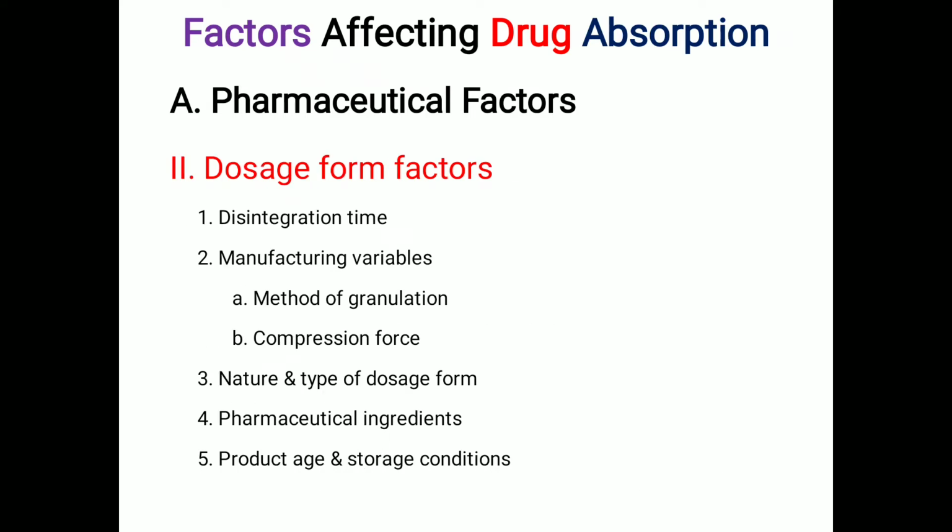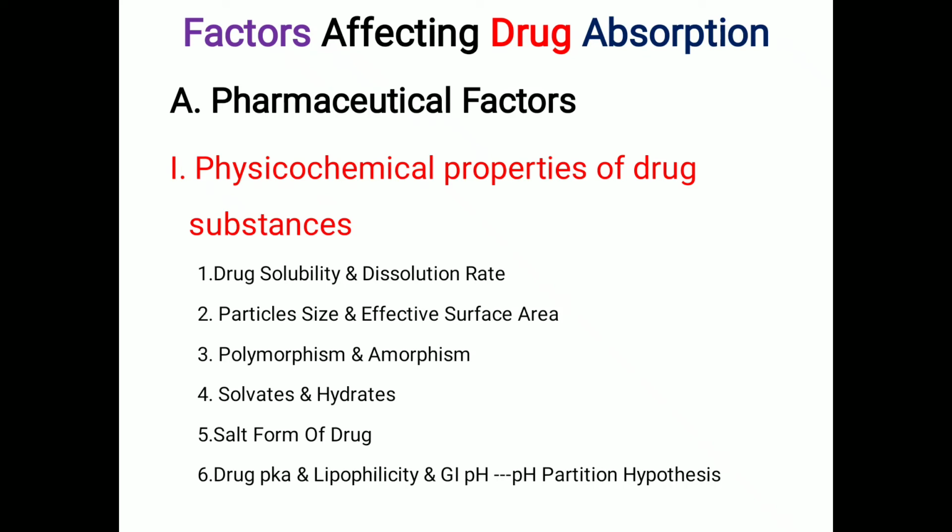Various physicochemical properties of drug substances are drug solubility and dissolution rate, particle size and effective surface area, polymorphism and amorphism, solvates and hydrates, salt form of drug, and drug pKa and lipophilicity and gastrointestinal pH. So these are the physicochemical properties of the drug which affect the absorption.